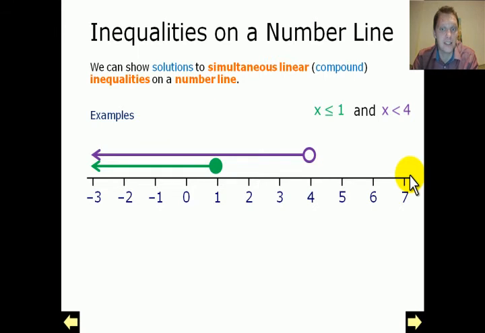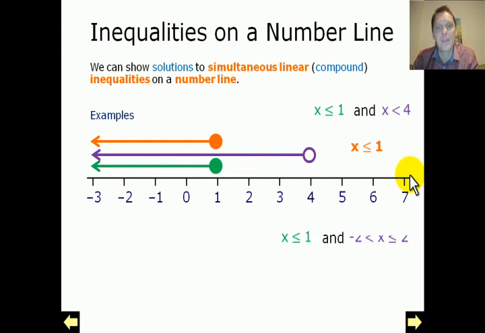Now my solution for this is x is less than or equal to 1, because at this point here it actually satisfies both of our inequalities. Our line going across here and our filled in circle is actually part of both solutions. Everything from here to here will not be part of the solution because we're looking for the values that satisfy both of our inequalities. Hence why it's simultaneous. We're looking to solve them both at the exact same time.